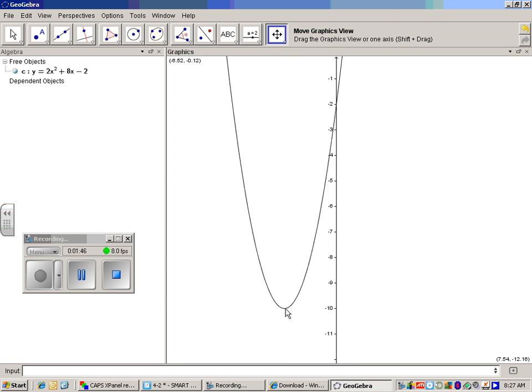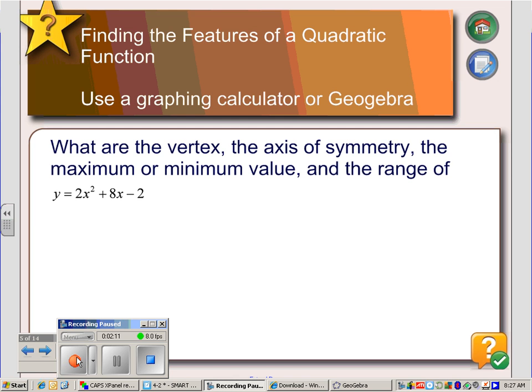So here is the vertex. If we want to know the name of that point, we can click on it, and it tells us that we have a point at -2, -10. So the vertex is at -2, -10. And then, of course, the axis of symmetry would run through that. So let's go back to our lesson.